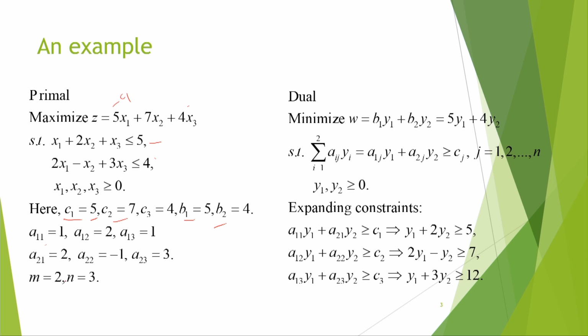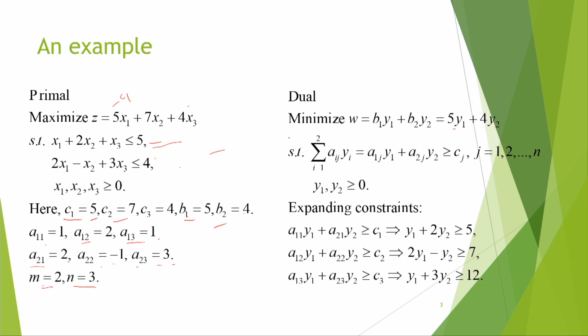And A11 will be 1, because this is the first constraint, first variable. A12 will be 2, A13 will be 1. These are the matrix elements: A21 is 2, A22 is minus 1, A23 is 3. m is equal to 2, that means the number of constraints is equal to 2, and n is equal to 3, the number of variables. So, the dual will be what? Minimize B1 Y1 plus B2 Y2, because there are 2, B1 and B2. B1 means 5 Y1 plus 4 Y2.